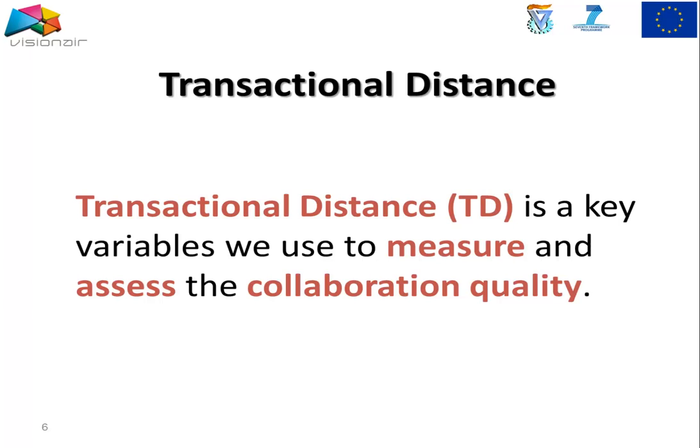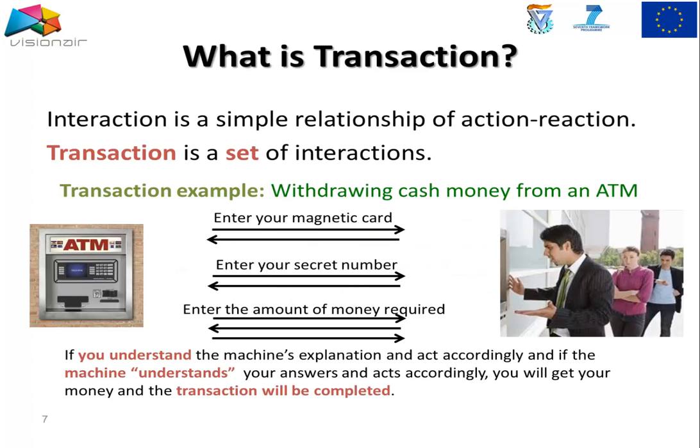First is transaction. What is a transaction? A transaction is a set of interactions. An interaction is a simple relationship of action and reaction. A transaction is a set of those interactions, and we use them in everyday life all the time.